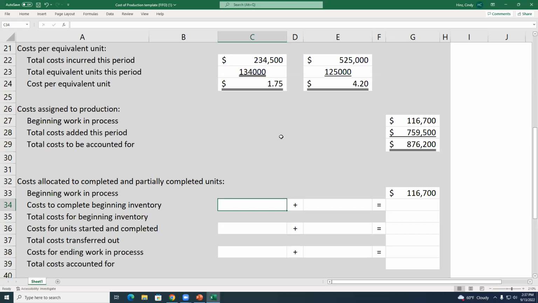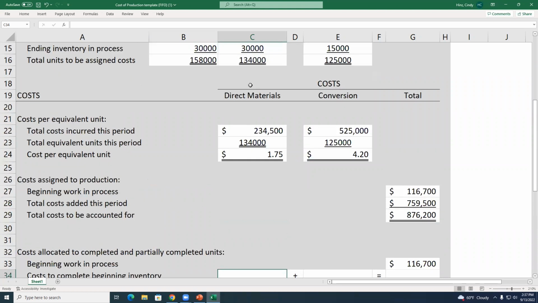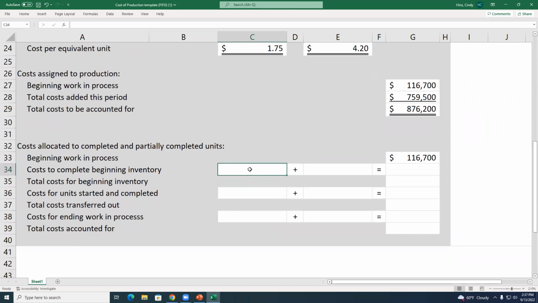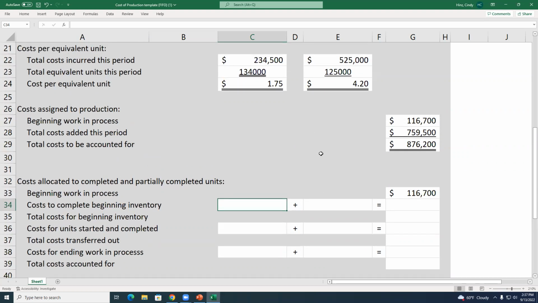The next line says cost to complete beginning inventory. Again, you'll notice that this column C is all for direct materials and column E is all for conversion costs. So for the beginning inventory, did we add? I just had a question. Yep. The previous step, just how did you get this number there? Yep, so that is the total of the direct materials that were added during the month and the direct labor and overhead combined. Okay. Thank you.